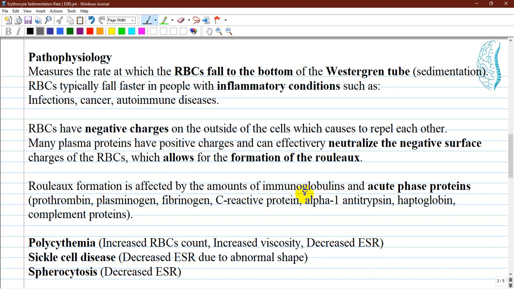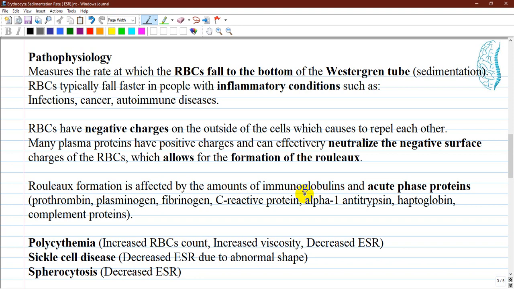Red blood cells typically fall at a faster rate in people with inflammatory conditions such as infection, autoimmune disease, cancer, or malignancy. These conditions lead to an increase in the number of proteins in the blood. This increase causes red blood cells to stick together and settle at a faster rate. A group of red blood cells that are clumped together will form a stack called a rouleau, plural rouleaux.